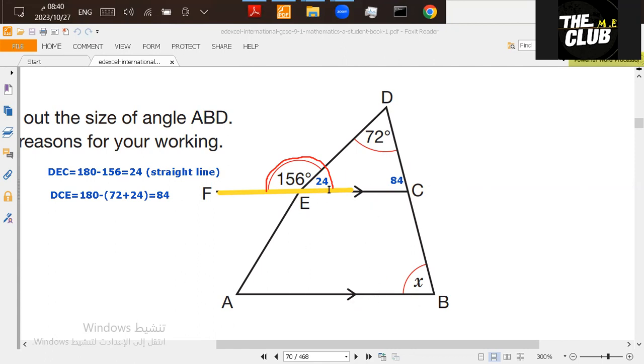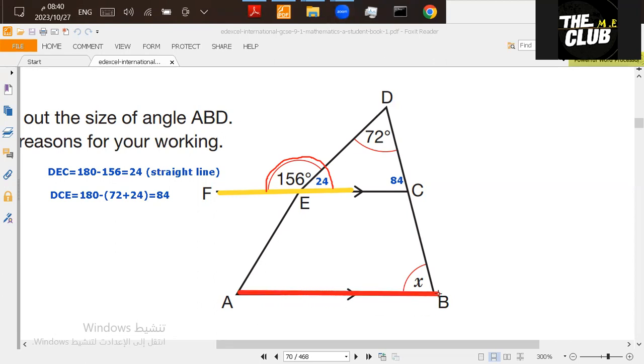Okay, and the lines are parallel to each other. They are parallel to each other. And these two angles are what? They make the letter F together.